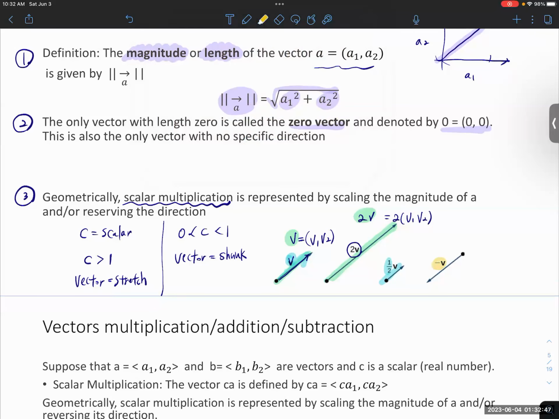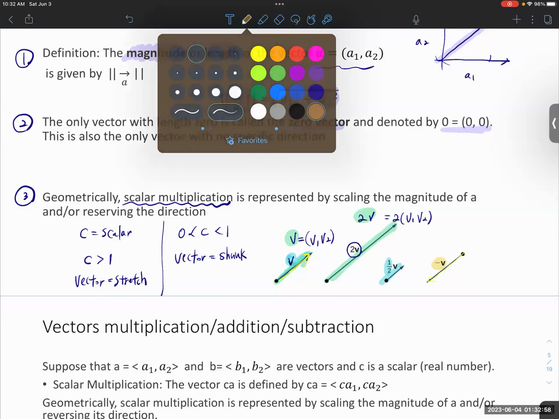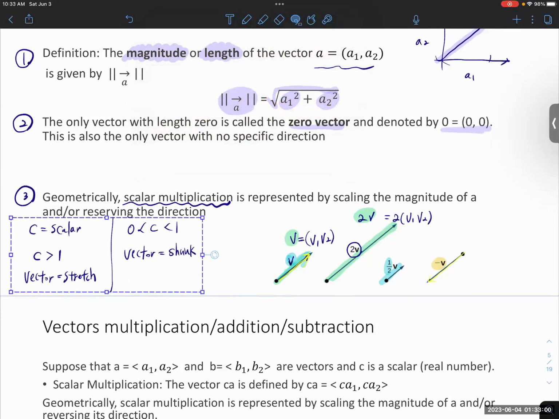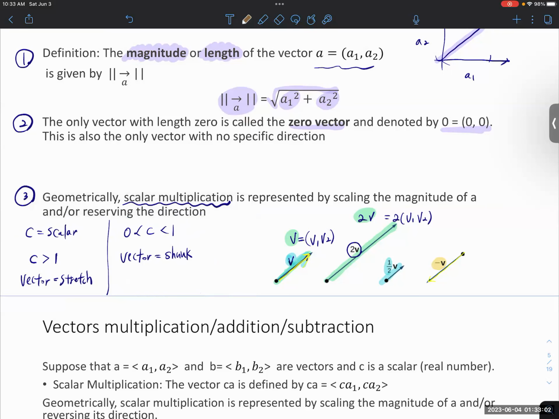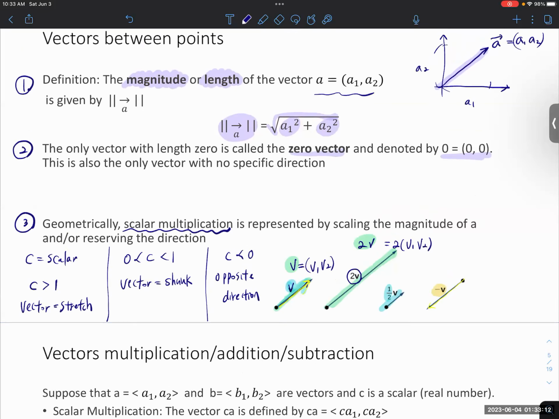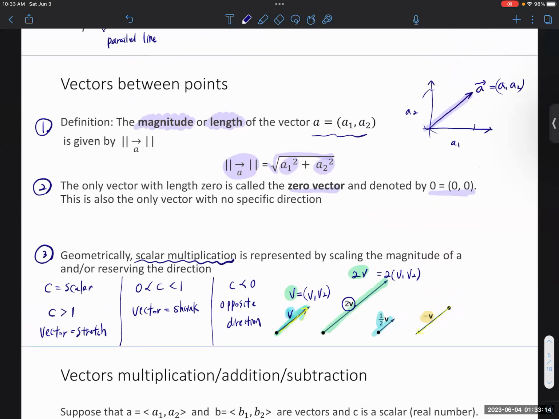What do you guys think? The direction is going to be the opposite. So we know that V is going in this direction, but now you have negative V, it's going to be the opposite direction. So the last one depends on the sign of the scalar. If C is negative, we're going to find the opposite direction. So these are all the characteristics we keep talking about. Does it make sense to you?